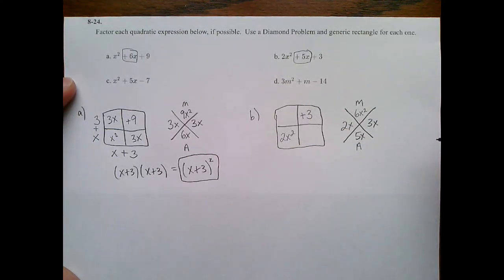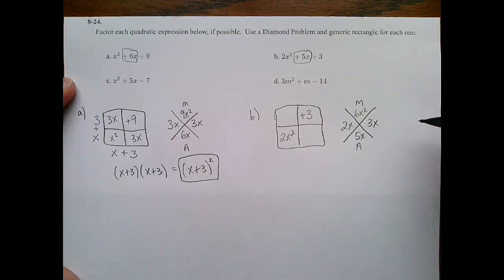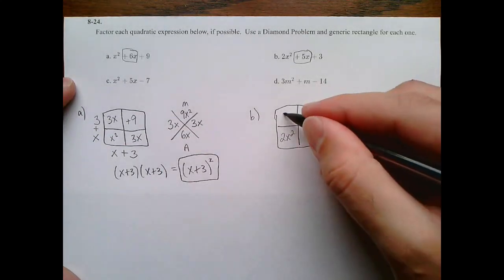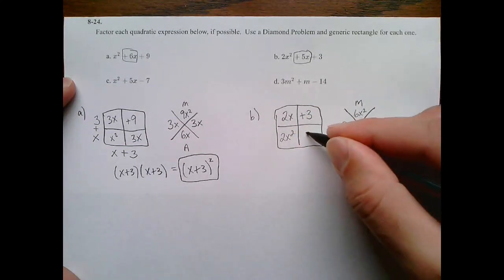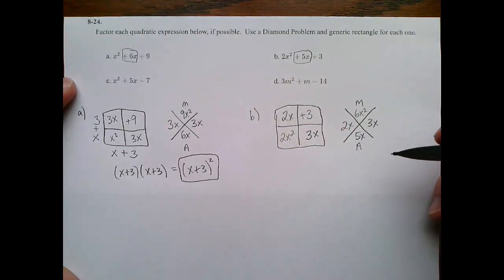Let's just double check before we move on. Is 2x times 3x 6x squared? It is. Is 2x plus 3x 5x? It is. So in this case, I can go with 2x and I can go with 3x. Again, like I said, it doesn't matter if I put 3x here or 2x here. The final answer will still come out to the same thing.